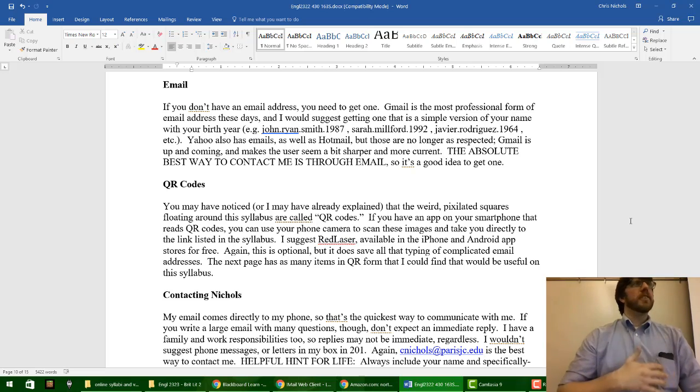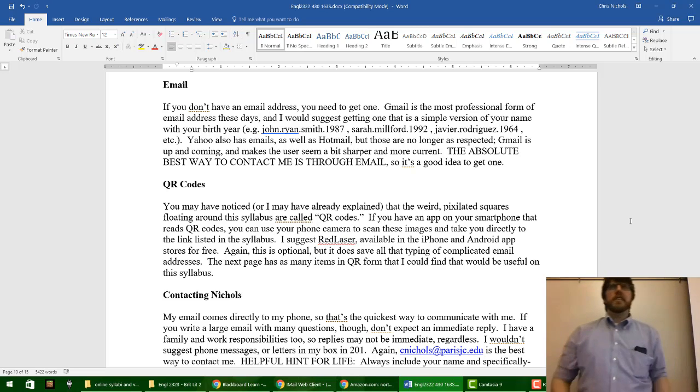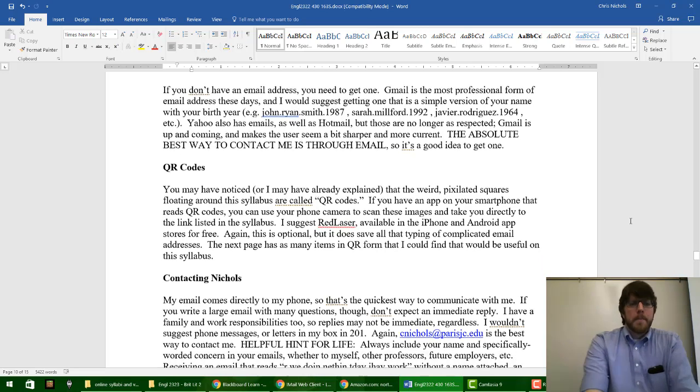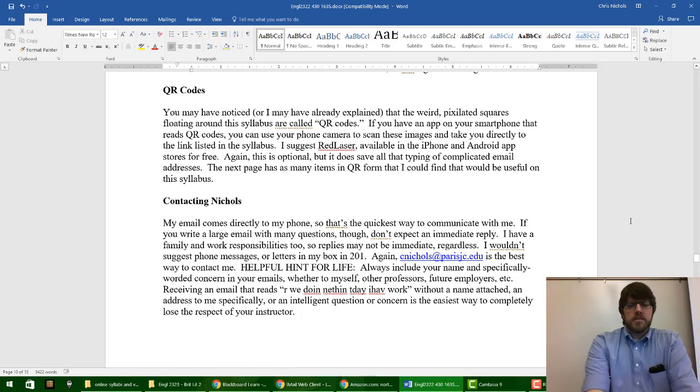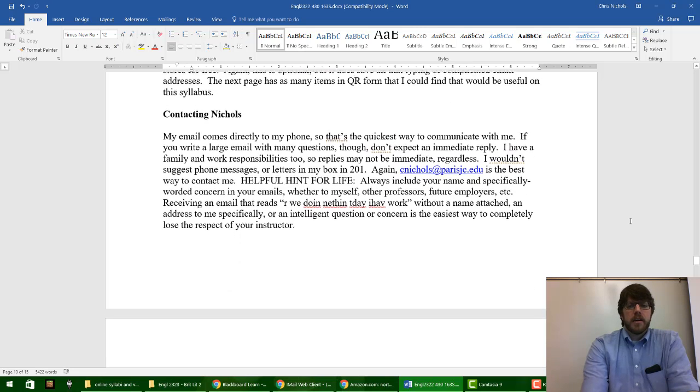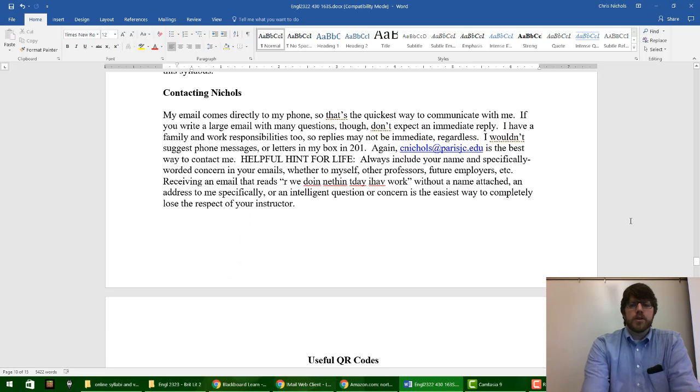They're just going to not hire you, and then you'll have to figure out on your own what eventually it was. QR codes, those are in the syllabus. You can get apps to read those. It's those weird funky codes. Pretty helpful on the email one because it'll take you straight to your email program and open an email for you. Contacting me one more time: always include your name and specifically worded concern in your emails, whether to myself, other professors, future employers, or anybody else important in your life.